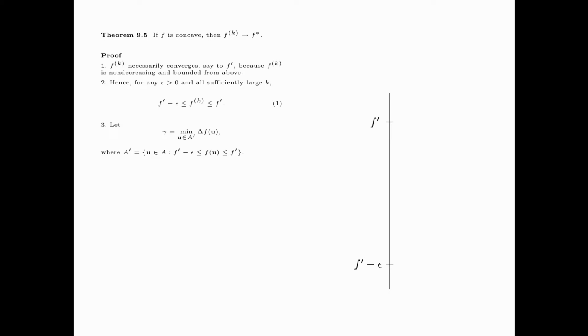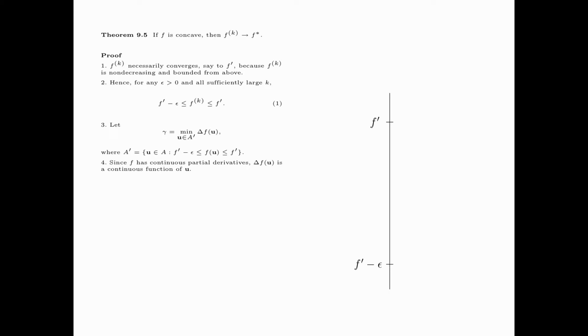Observe that f_k necessarily converges, say, to f prime, because f_k is non-decreasing and bounded from above. Hence, for any epsilon greater than 0 and all sufficiently large k, f_k is between f prime minus epsilon and f prime. The range from f prime minus epsilon to f prime is illustrated. Let gamma be the minimum of delta f of u for all u in A prime, where A prime is the set of all u in A such that f of u is between f prime minus epsilon and f prime.